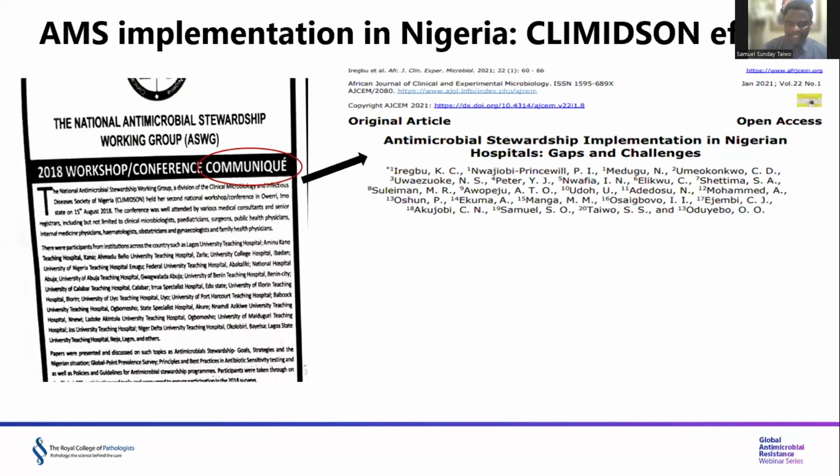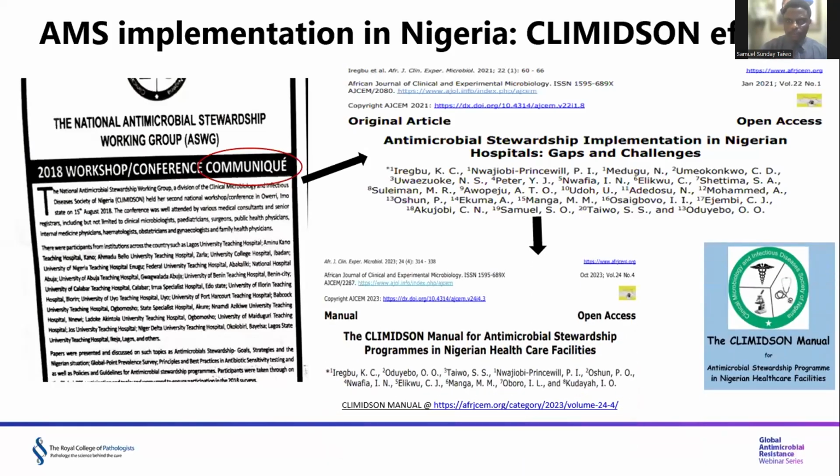So after 5 years of doing a lot of work, gap and challenges analysis, and having received some support from BioMeru, this group was able to develop the medicine manual for antimicrobial stewardship programs in Nigerian healthcare facilities. And this manual was launched during the last conference of the medicine in November 2023. Although the hard copy is yet to be produced, it has been published in the African Journal of Clinical and Experimental Microbiology. The link is there.